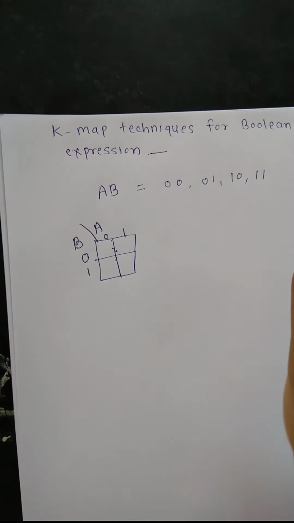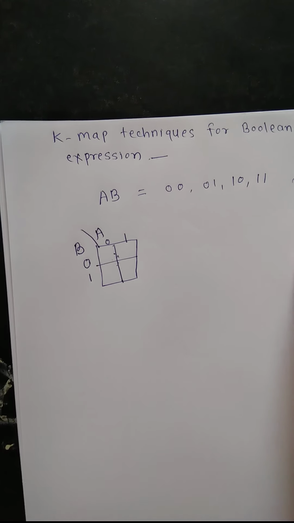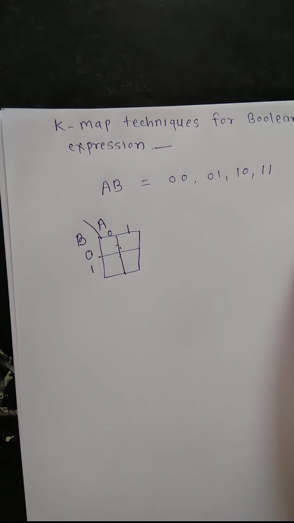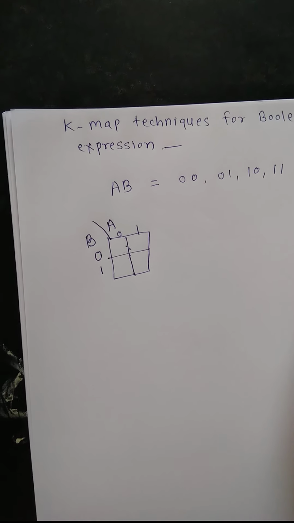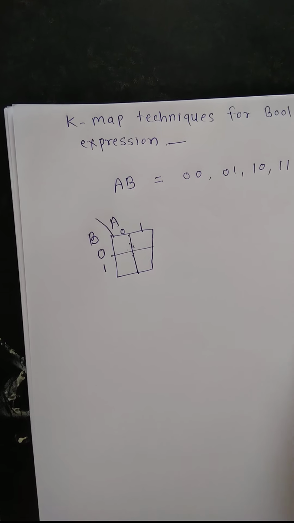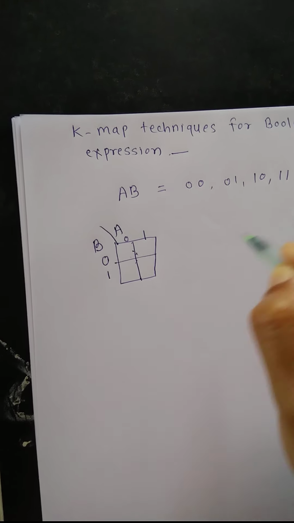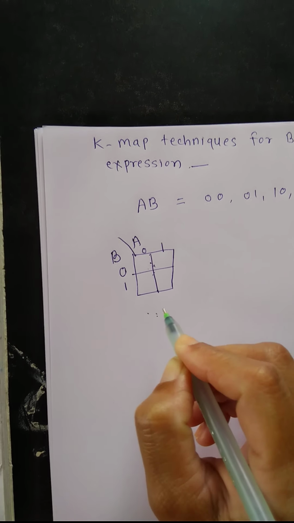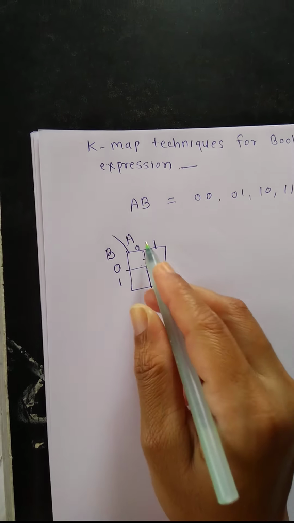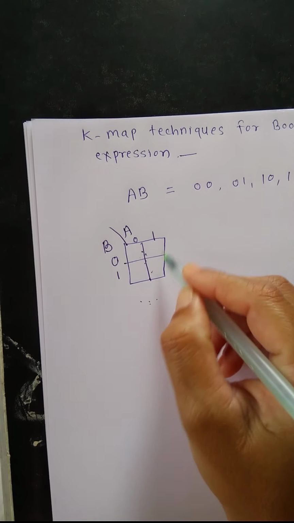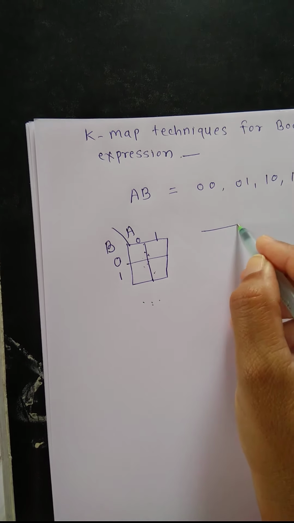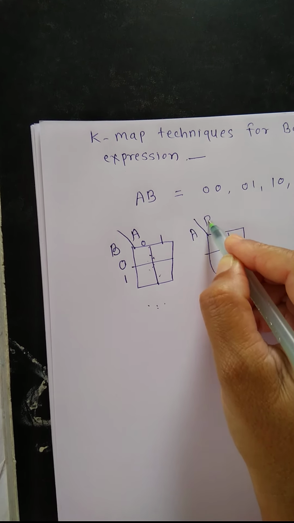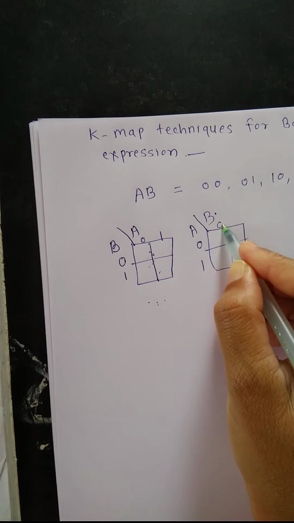The number of boxes is 2 raised to n, where n is the number of variables. If the expression or truth table has 2 variables, then a 2 variable K-map structure is required, and it has 4 boxes. We can represent that structure in this way, or in another way, with A and B and 0 1, 0 1.